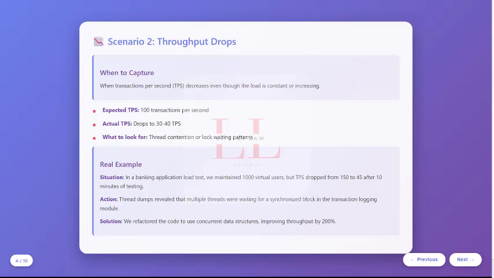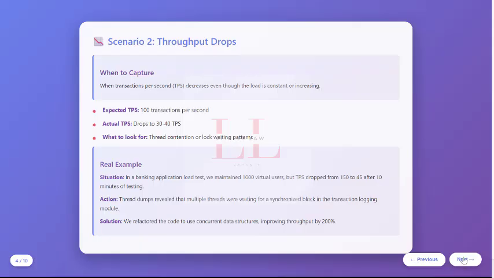So we started to capture the thread dumps, and here is what we discovered. Multiple threads were waiting for a synchronized block in the transaction logging module. Essentially, all these threads were queuing up to access a single piece of code that could only be executed by one thread at a time. So what is the solution for this? We refactored the code to use concurrent data structures instead of synchronized blocks, and the throughput improved by 200%, because thread dumps made this diagnosis possible in minutes rather than hours or days of investigation.